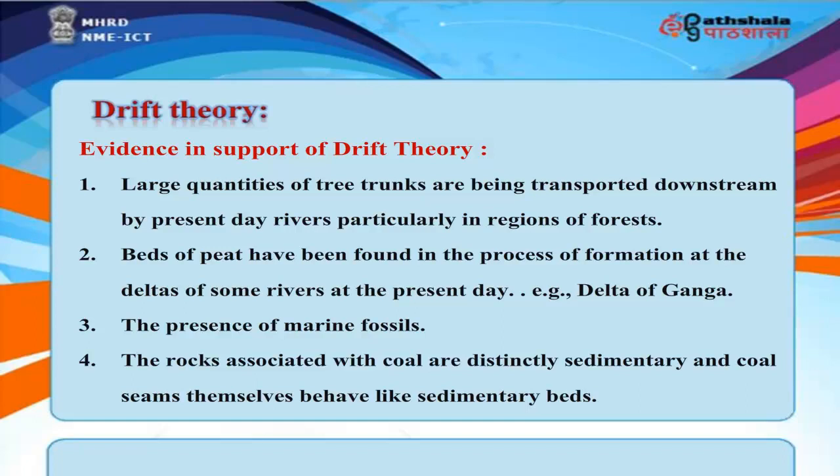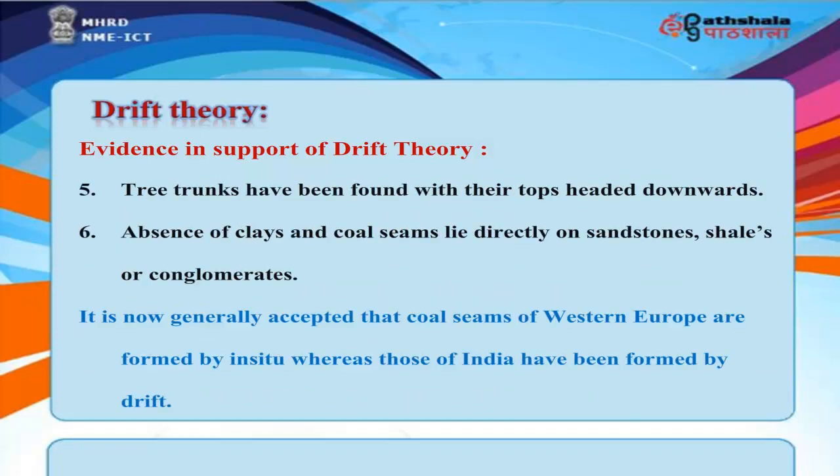The rocks associated with coal are distinctly sedimentary, and coal seams themselves behave like sedimentary beds. Tree trunks have been found with their tops headed downwards. Absence of clays, and coal seams lie directly on sandstones, shales, or conglomerates. It is now generally accepted that coal seams of Western Europe were formed in situ, whereas those of India have been formed by drift.